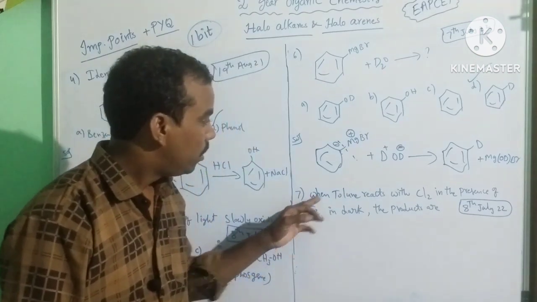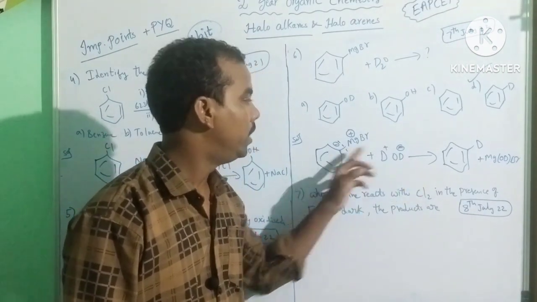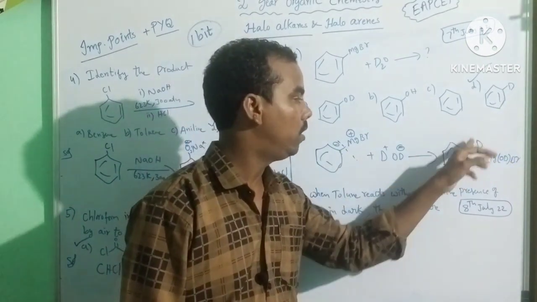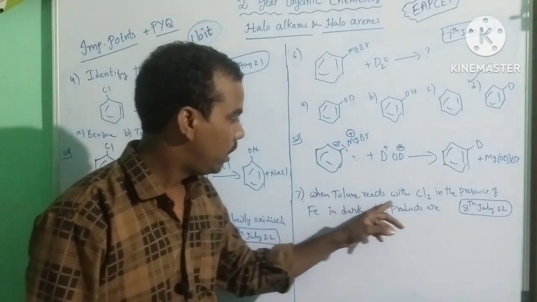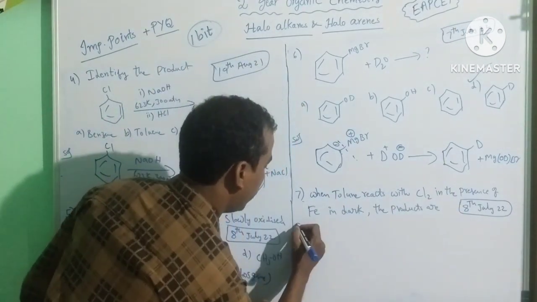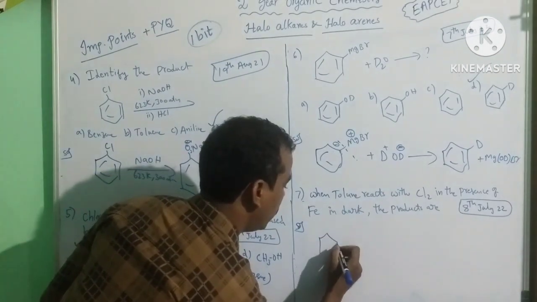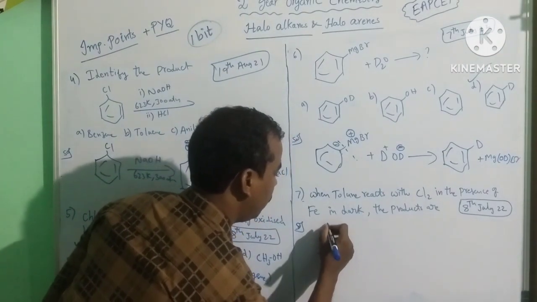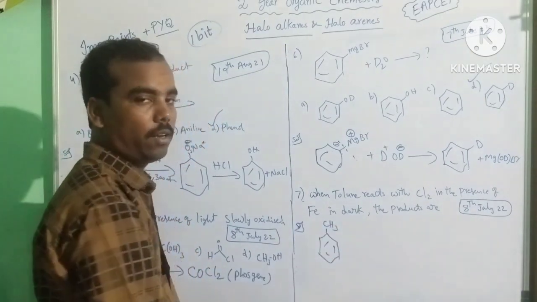Next, if water is present, H plus and OH minus, benzene is formed. H is directly added to the benzene ring, and benzene is formed. Now, when toluene reacts with Cl2 in the presence of iron in the dark, what are the products? Toluene means methyl benzene. If benzene contains a methyl group, that is called methyl benzene. Its other name is toluene.